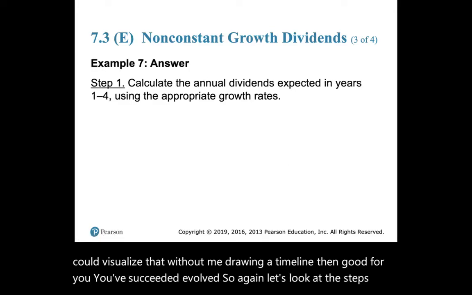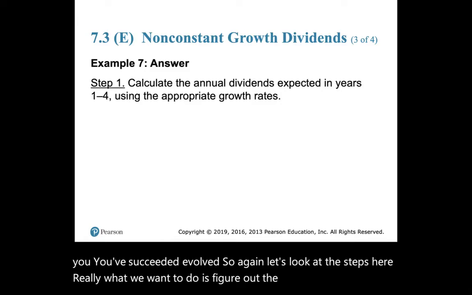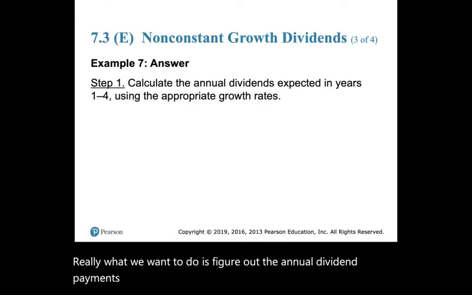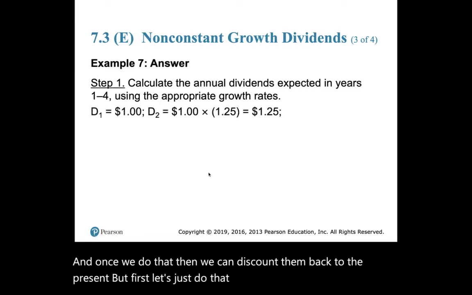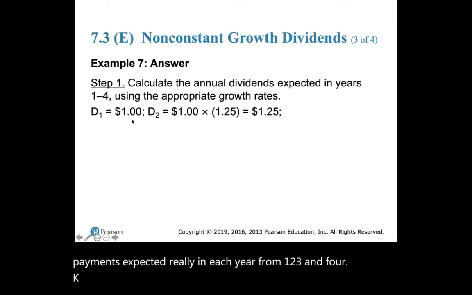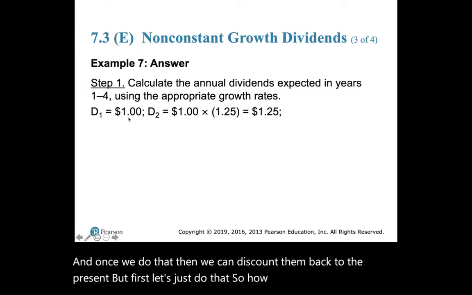So again, let's look at the steps here. Really what we want to do is figure out the annual dividend payments expected in each year from 1, 2, 3, and 4. Okay. And once we do that, then we can discount them back to the present. But first, let's just do that. So how do we go ahead and do that? Well, remember we start end of year 1 with a $1.